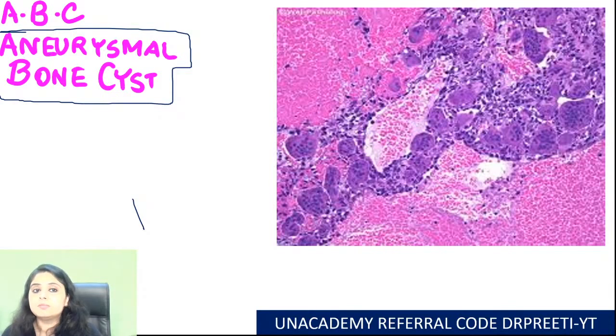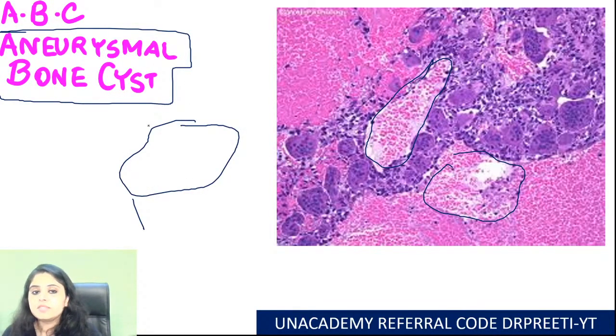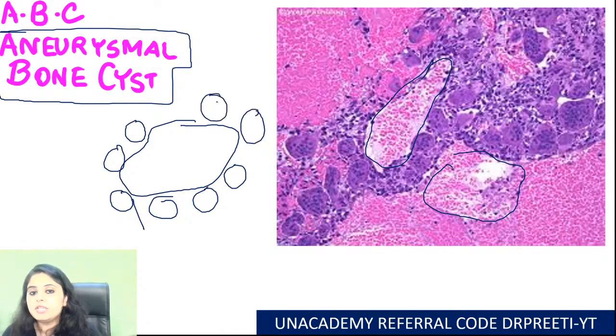Okay, aneurysm will always remind you of a blood vessel. Can you see you have large dilated blood vessels over here? I can see a lot of reddish blood. I can see these vascular channels. And you know these vascular channels will be lined by giant cells. That's the characteristic property of an aneurysmal bone cyst.